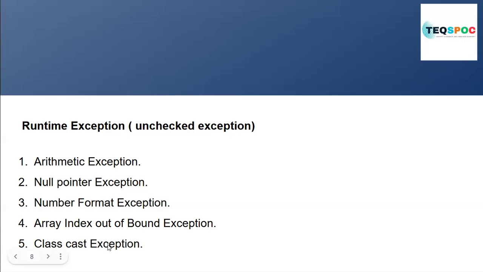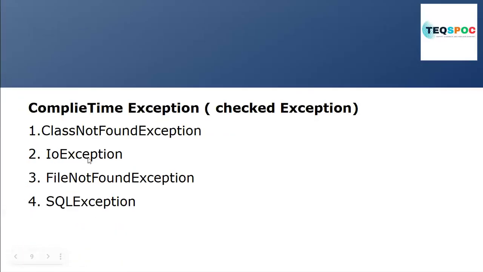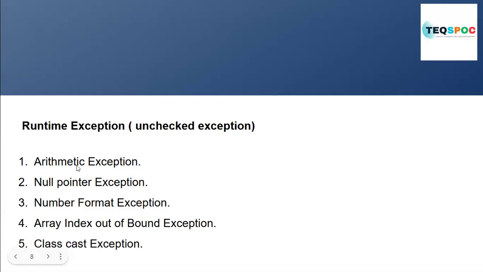Then class cast exception. Basically, class cast exception happens when you try to access something incorrectly. Now, let me explain one by one, and I will also explain with the help of an example, what is arithmetic exception and all of these.